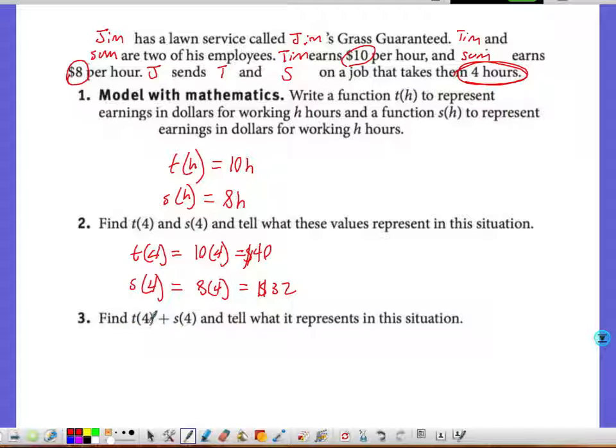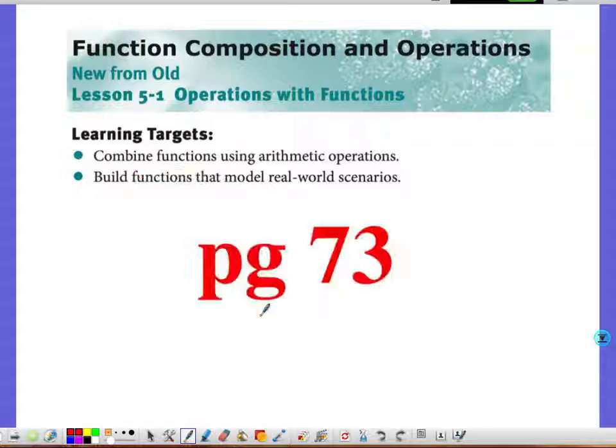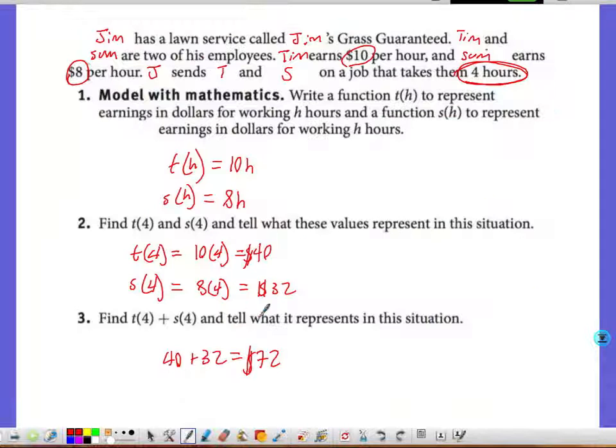Find t of 4 plus s of 4 and tell what it represents in this situation. My students were able to find that right away, and this became $72. What does the $72 represent? Again, we want to know what they model in real-world situations. It represents the total amount that Tim and Sam made.